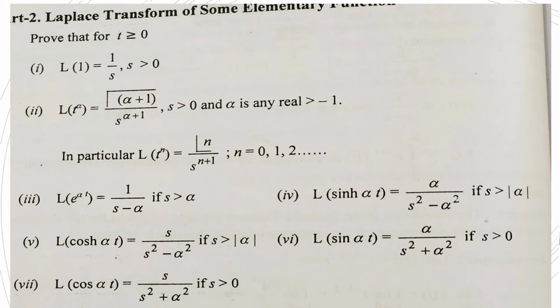Now we have the Laplace transforms of some elementary functions. We have to learn some formulas which are very useful to solve problems. Number one, Laplace of 1 is 1 upon s. Laplace of t raised to power alpha is equal to gamma of alpha plus 1 upon s raised to power alpha plus 1, where s is a positive number. If alpha is not an integer, then you have to write this formula in problems. If alpha, taken as n, is an integer, then this formula reduces to n factorial upon s raised to power n plus 1.